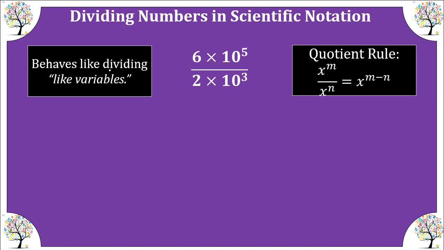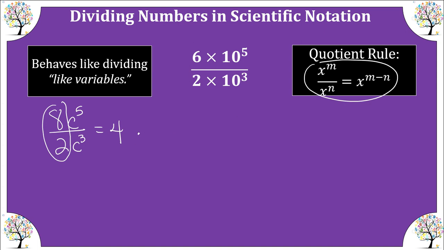Okay, so dividing in scientific notation, again, behaves like variables. So if we had, let's say, 8c to the 5th over 2c to the 3rd, we would divide our coefficients and get 4. We would apply the quotient rule and subtract our exponents, 5 minus 3. This gives us 2.